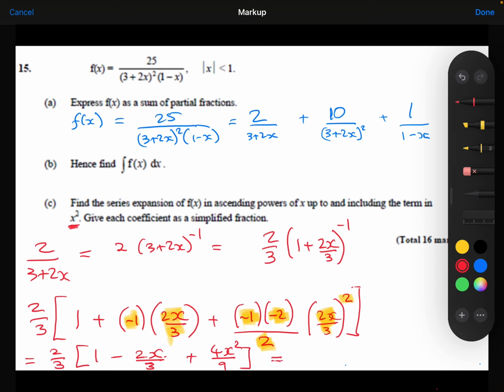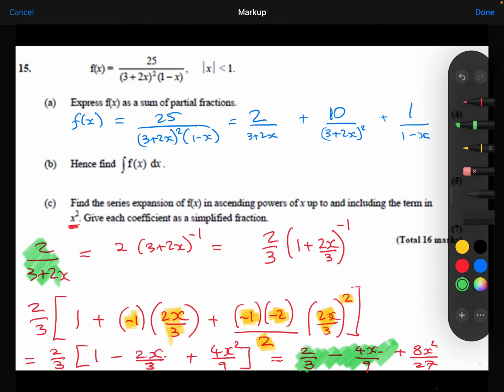Now multiplying each of those terms by 2/3. 2/3 times 1 is 2/3. 2/3 times 2x over 3 is 4x over 9. And the 2/3 times the 4x squared over 9 is 8x squared over 27. So we have just shown that the first 3 terms of the expansion of that are this. So I can replace this with those 3 terms.